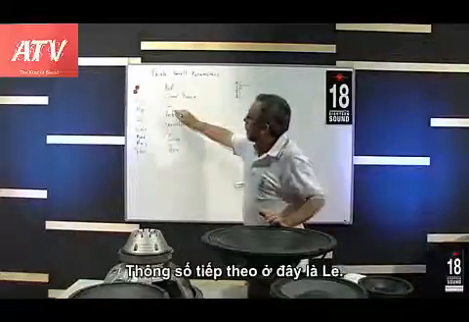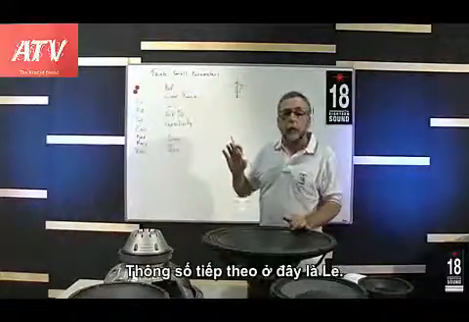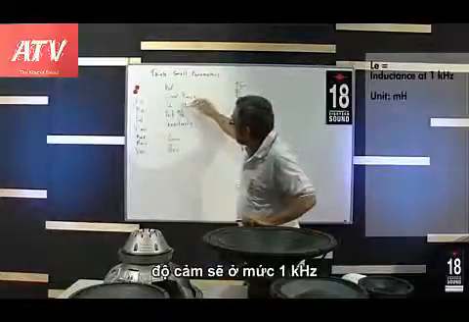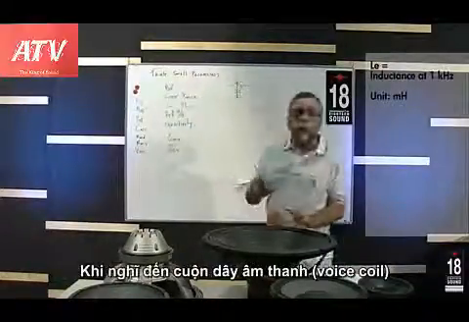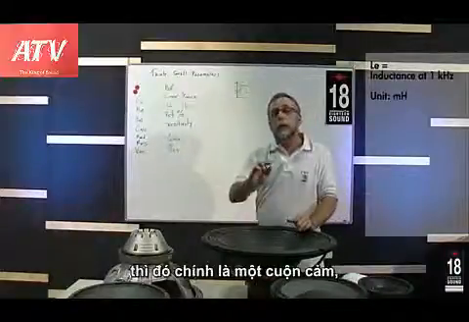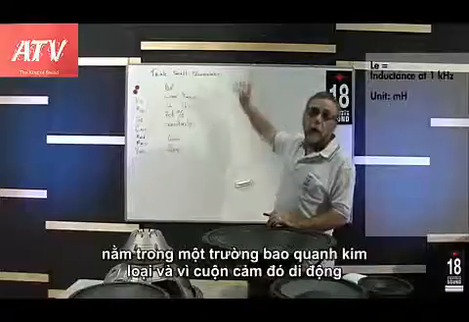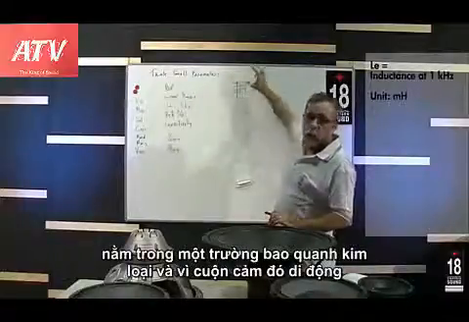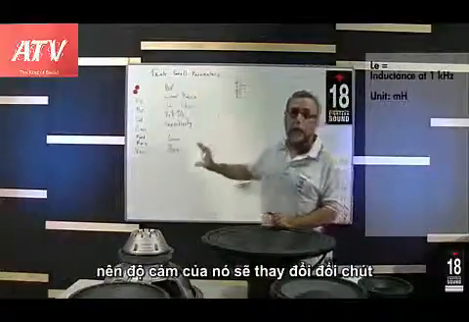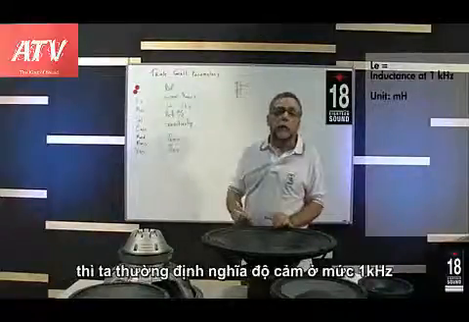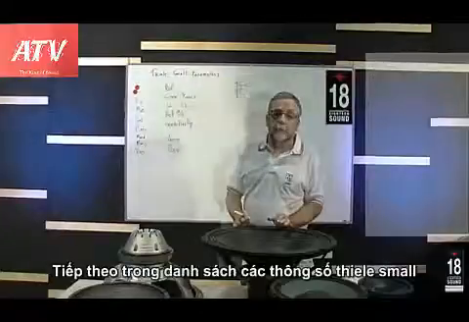So our next parameter here, Le, is a definition of inductance. Typically it would be the inductance at 1 kilohertz. And thinking about the voice coil, it is an inductor. It's an inductor that is in a field around iron, and as that coil moves, its inductance actually will change a little bit. But for the specification sheet, we usually define inductance at 1 kilohertz.